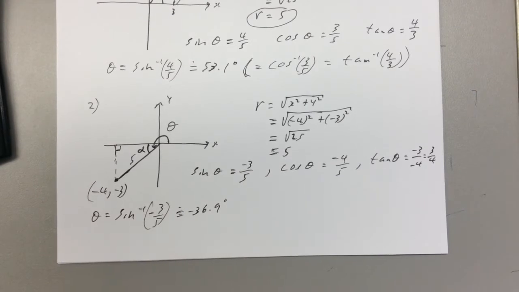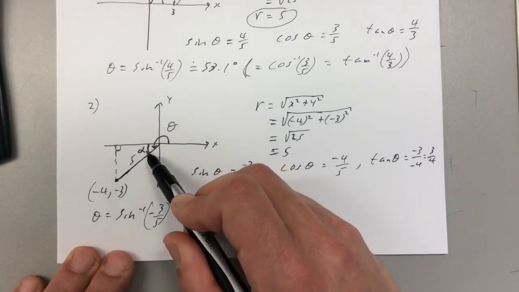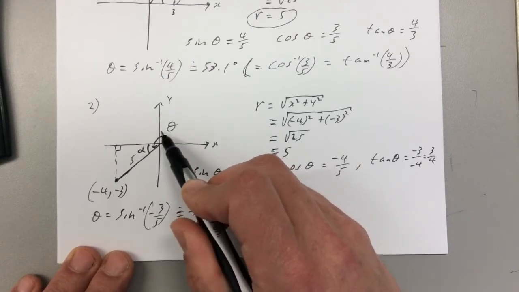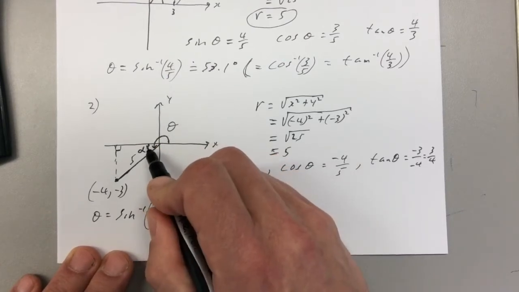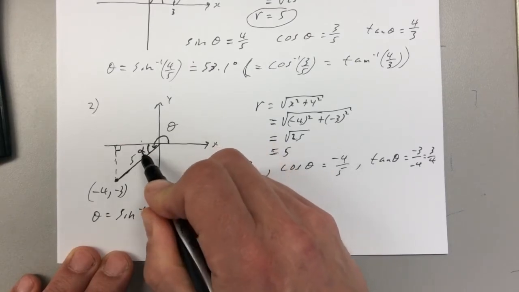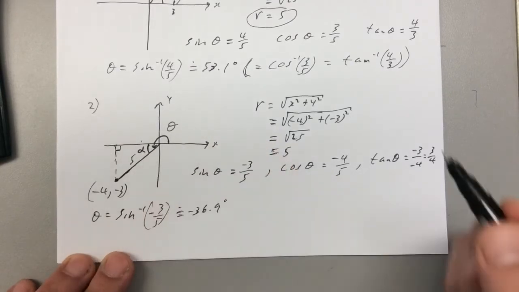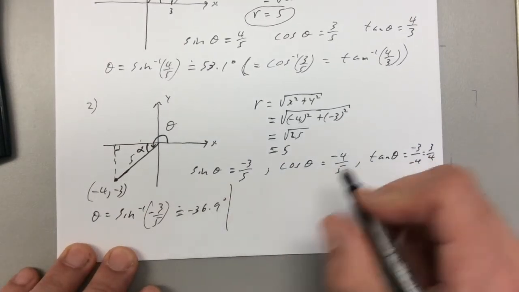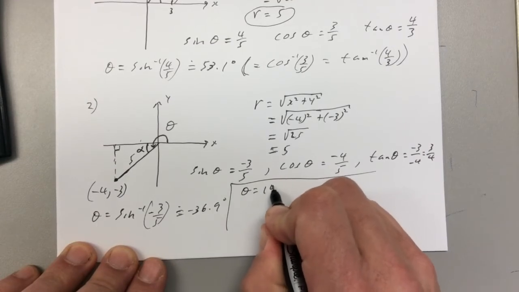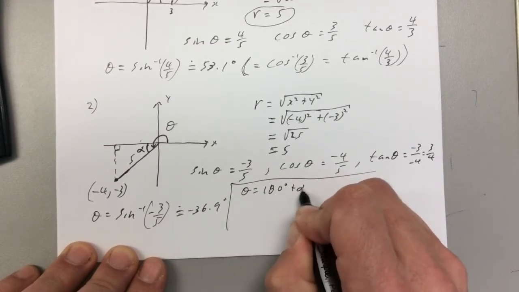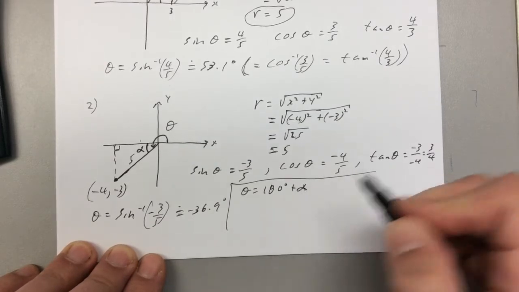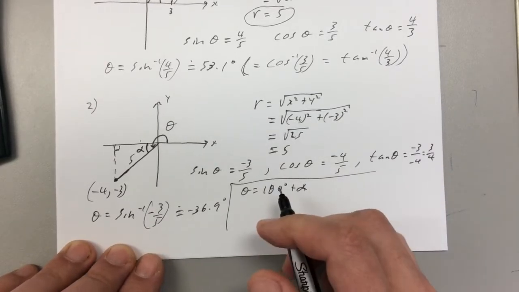Okay? So if you figure out alpha, how could you figure out theta? Well, theta equals 180 degrees, which is this one here. So there's 180 degrees plus alpha. Okay? So theta equals 180 plus alpha. So if we can figure out what alpha is, then we can figure out what theta is.